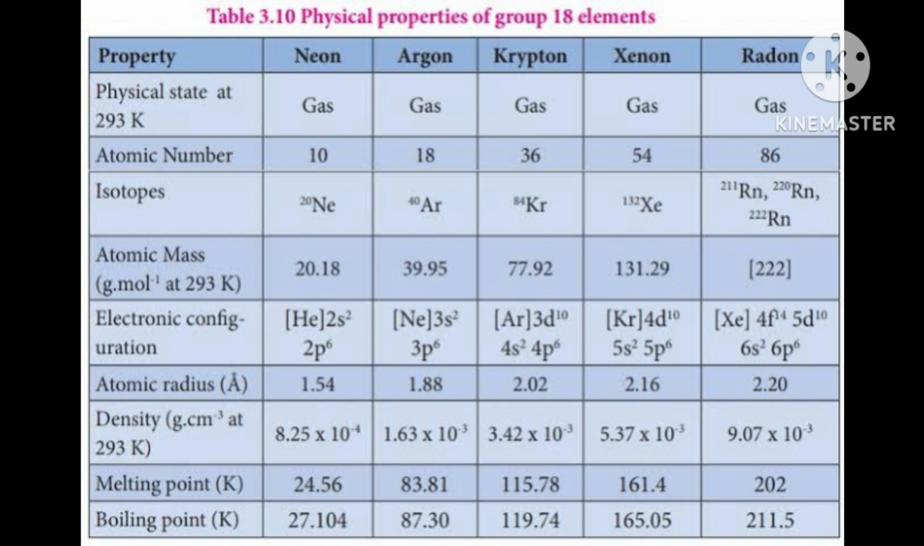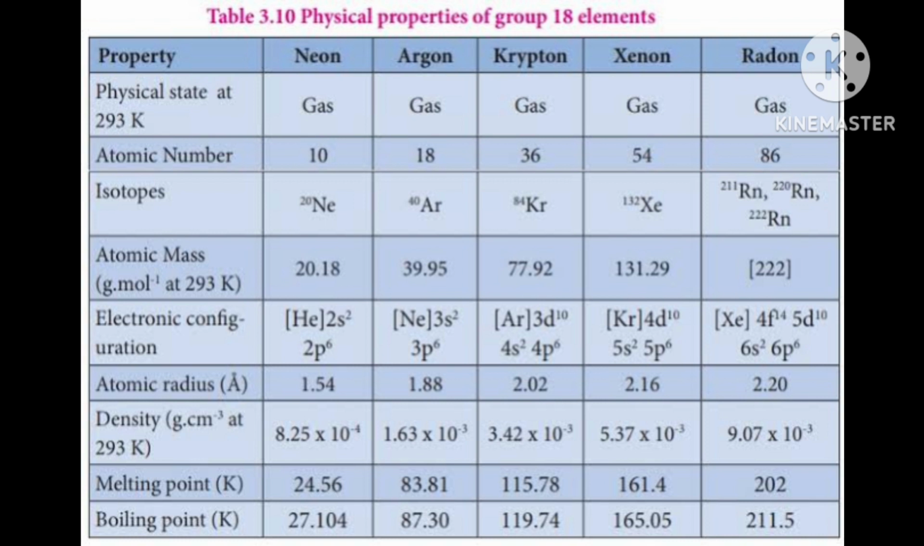This I have discussed about atomic and physical properties of group 18 elements. Now, a little more about electronic configuration. All noble gases have general electronic configuration ns2 np6 except helium, which has 1s2. Question is asked, that's why I am telling you. Many of the properties of noble gases, including their inactive nature, are due to their closed shell structure.